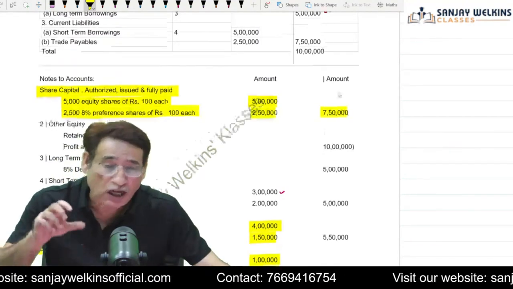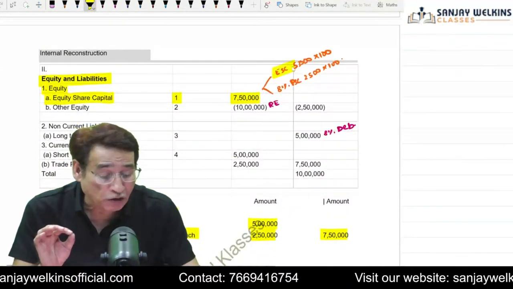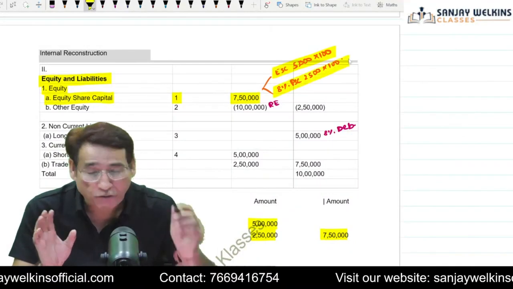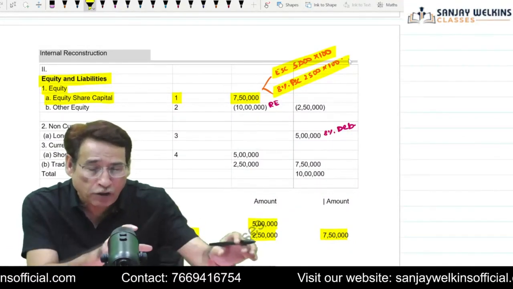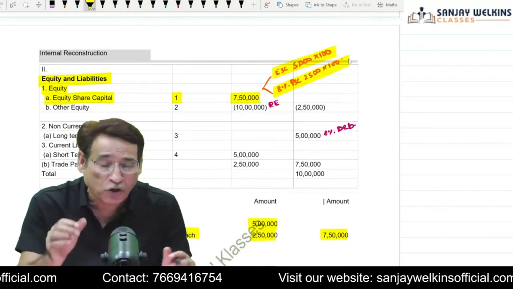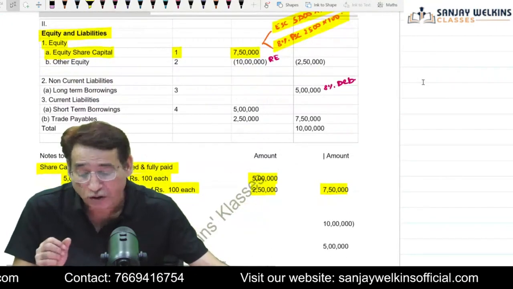The moment I find that there are two items, I immediately write it this way: equity share capital and 8% preference share capital. Is it clear to you? It is consuming a bit of time right now, but it will actually help me save time later on when I start the solution. Is it clear to you? This should be your policy in the examination also.